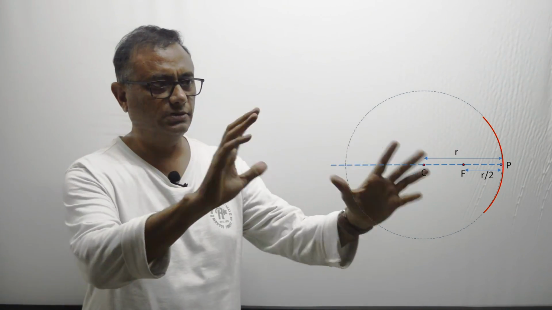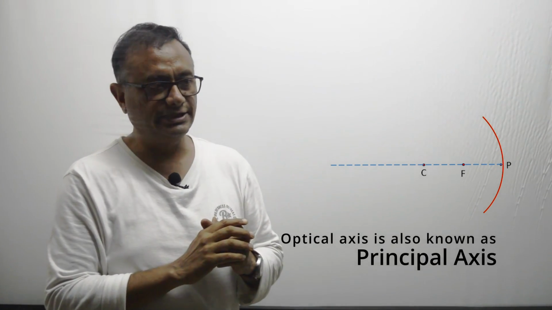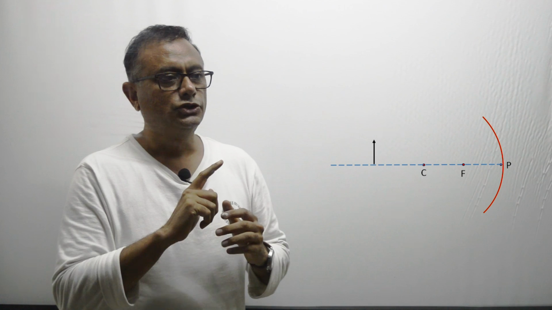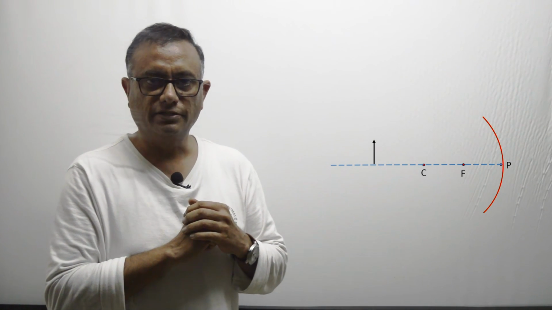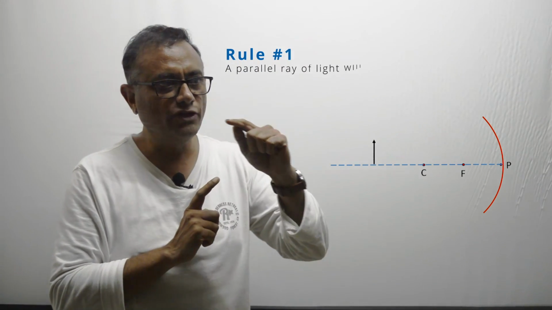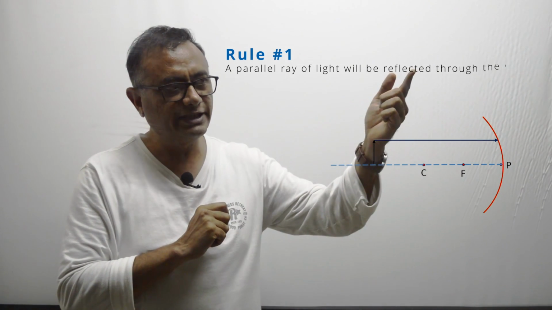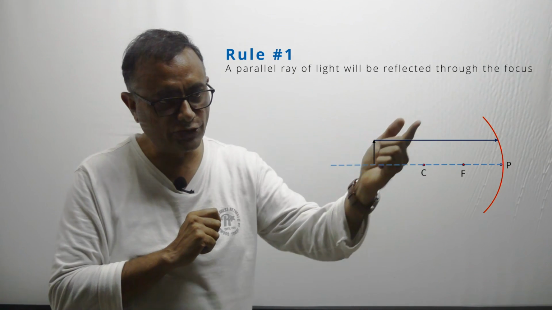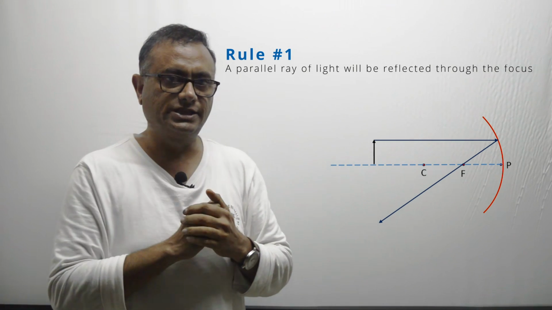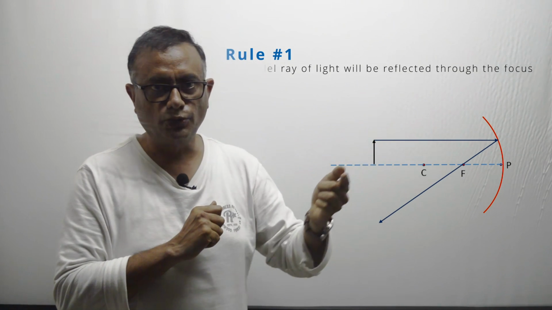Let's forget the outside shell; CP is also called the optical axis. Let's take an object on the optical axis. How do we form the image here? We are going to follow two rules. The first rule: a ray of light coming parallel to the optical axis, after hitting the mirror, gets reflected and passes through the focus. So the first rule is: a ray parallel to the optical axis will always go through the focus.